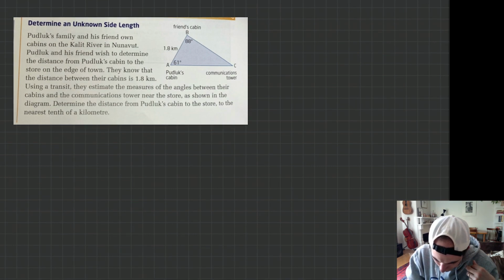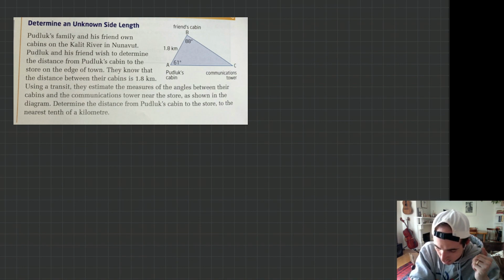Okay, yeah. So they know that the distance between their cabins is 1.8. Using transit, they measured the angles between their cabins and the communications tower near the store. So here's the communications tower near the store, as shown in the diagram. Determine the distance from Pudluck's cabin to the store to the nearest tenth of a kilometer.